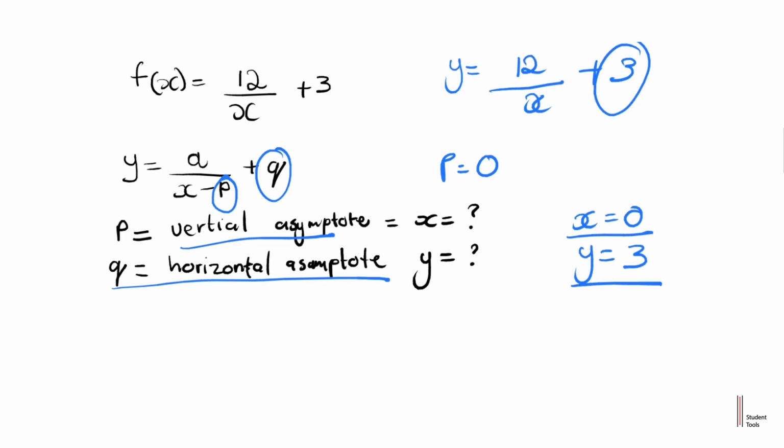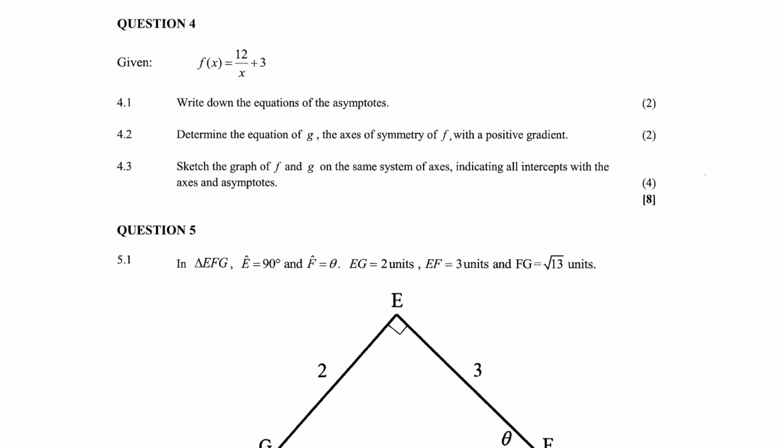Now let us move on to 4.2. 4.2, determine the equation of G, the axis of symmetry of F, with a positive gradient. Okay, so here we want to determine the equation of G. And G, we are told that it's the axis of symmetry of F. So what do we know about axis of symmetry? The axis of symmetry passes through the asymptotes. So in this case, G will pass through the asymptotes of F.